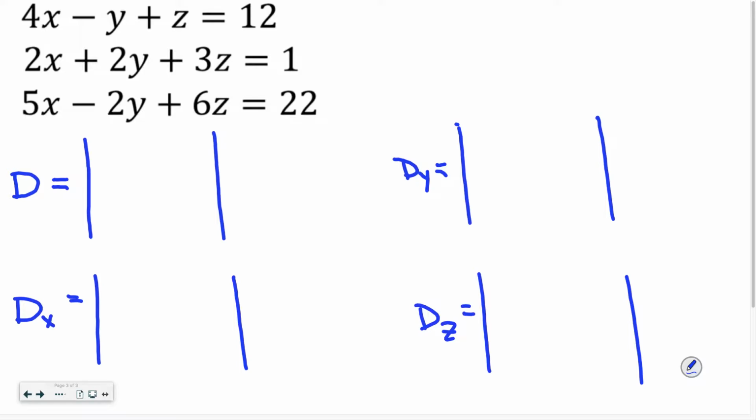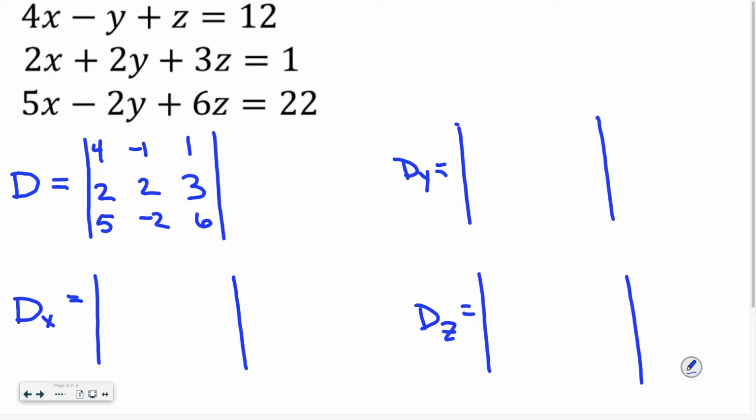All right, Kelly, can you read me the rows, like go by rows, for matrix D? Sure. 4, negative 1, 1. And then what the other side of it, or just that? All 3 rows. Okay. 2, 2, 3. And 5, negative 2, 6. Okay, good. We just take all of our coefficients and throw them into a matrix for a determinant.